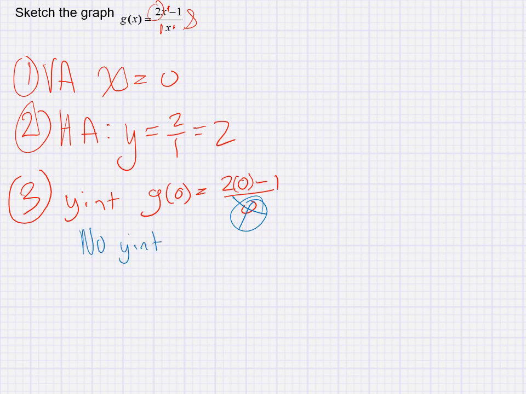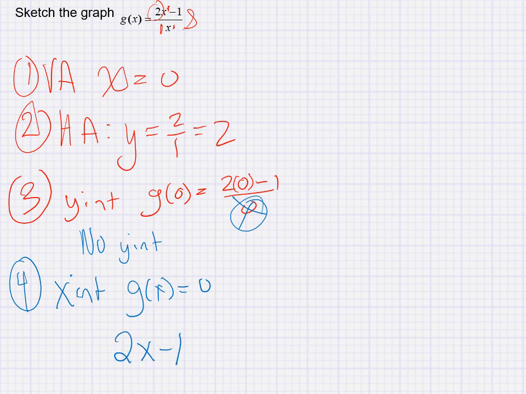4, x-intercept. Well, we let the function equal 0. Again, because it's a rational function, we really only have to let the numerator equal 0. Well, if you solve that, you get x equals a half. So there's your 1 x-intercept.